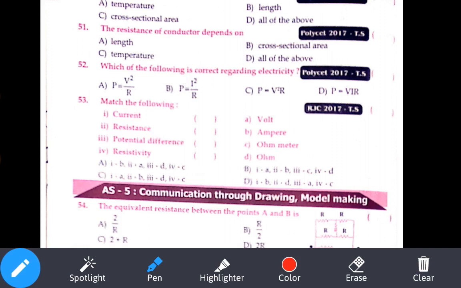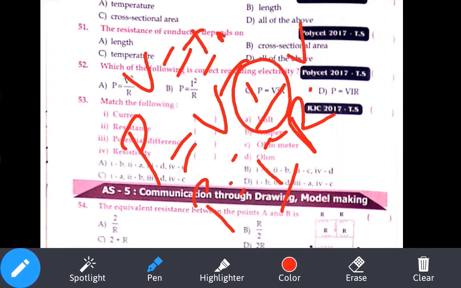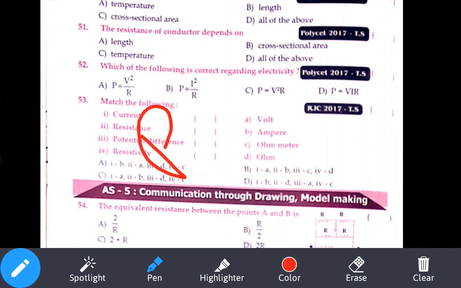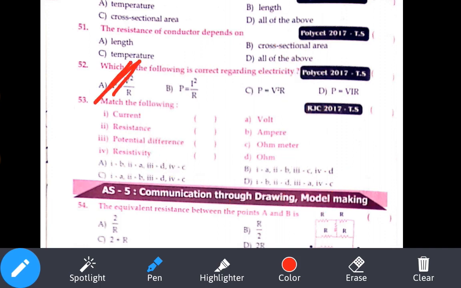Which of the following is correct regarding the electricity? So power and power relation they are asking. If you observe that P is equal to VI, that is the basic formula. According to Ohm's law, V is equal to IR. So we can write P is equal to I square R, or in place of I we can write V by R also. So ultimately P is equal to V into V by R, V square by R. If you see the options, the first option is our answer.